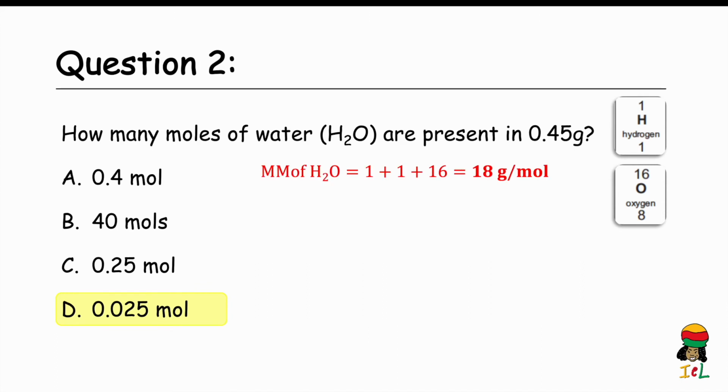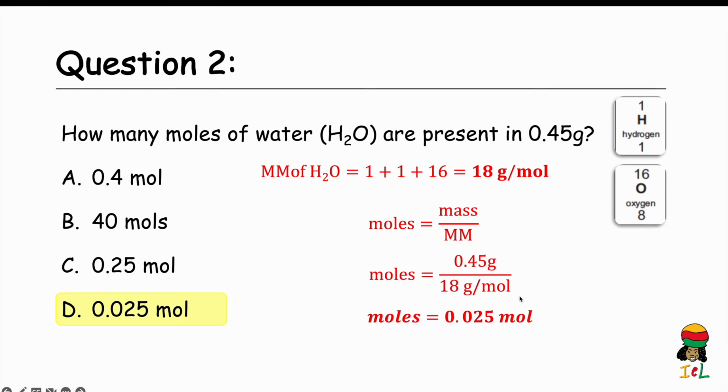Well, first, we will find the molar mass of water, which turns out to be 18 grams per mole. The mass of each hydrogen is 1 and the mass of oxygen is 16. Therefore, we obtain 18 grams per mole for the molar mass of water. And as we know, moles is equal to the mass divided by the molar mass. As a result, moles will become 0.45 grams divided by 18 grams per mole, which gives 0.025 mole.